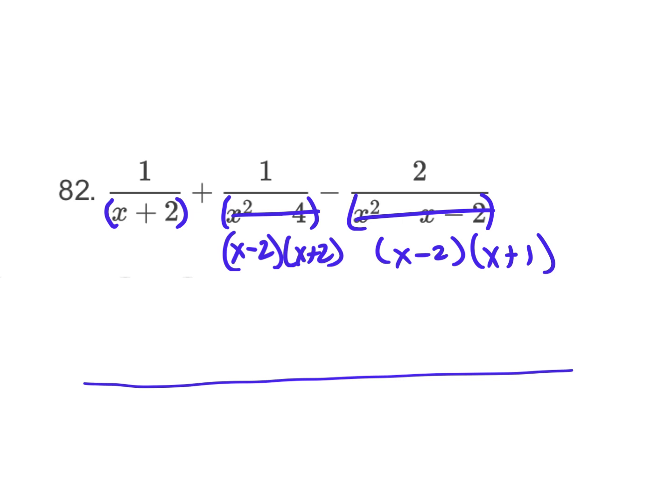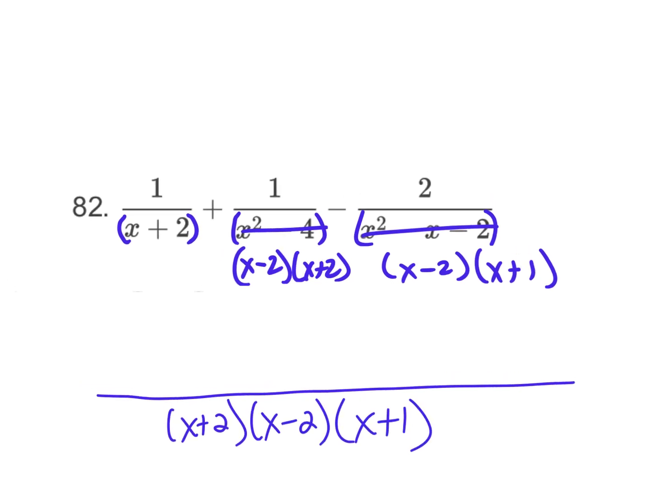So everybody needs an x plus 2. I have an x minus 2. And I have an x plus 1. So we look at each fraction independently. This fraction has the x plus 2. What's it missing? It's missing x minus 2 and it's missing x plus 1. So what you do to the bottom, x minus 2 and x plus 1, you have to do to the top.